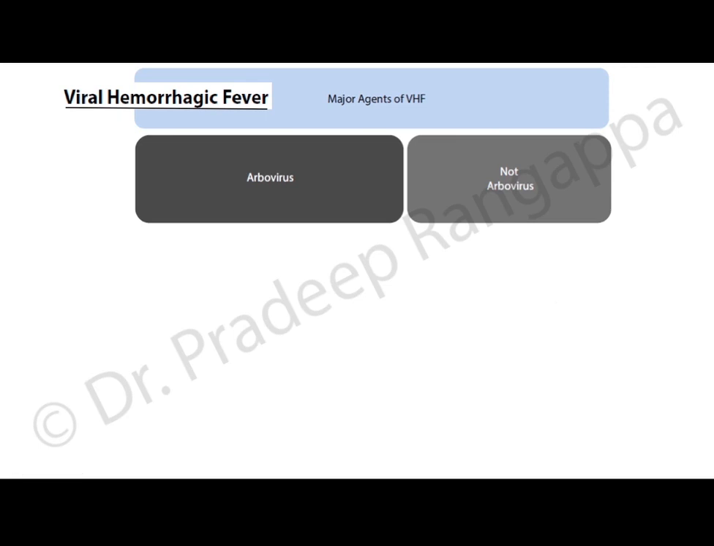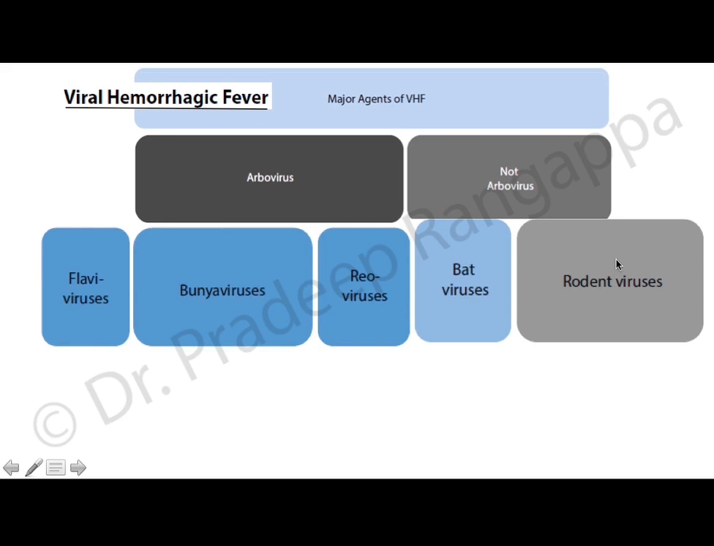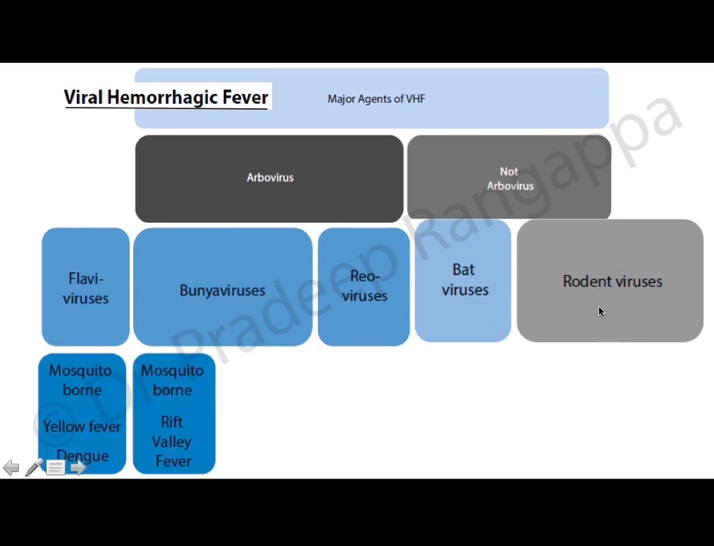So let's look into the classification of viral hemorrhagic fever from clinical parlance. Major viral hemorrhagic fevers are mainly classified into two major groups: arbovirus and non-arbovirus. In arbovirus you have flavivirus, bunyavirus and reovirus, and in non-arbovirus you have bat viruses and rodent viruses. Under this you have mosquito-borne, which under flavivirus is yellow fever and dengue fever.